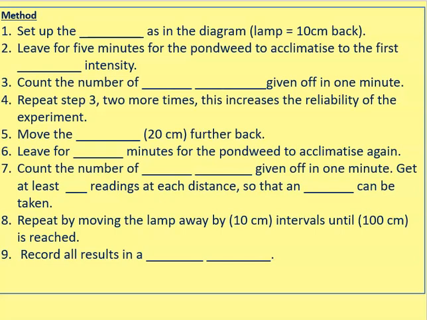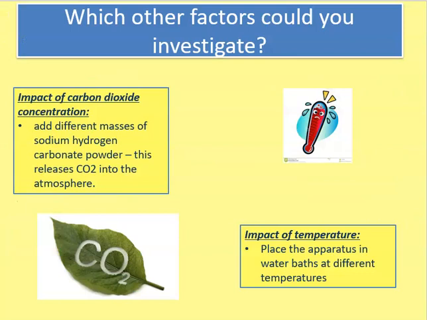Okay, moving on. So that practical that we've just been talking about was about looking at light intensity and how light intensity has an impact on photosynthesis. Now, during that, everything else should have been kept the same. So the temperature should have been kept the same. The amount of carbon dioxide should have been kept the same. Otherwise, it is an unfair test.